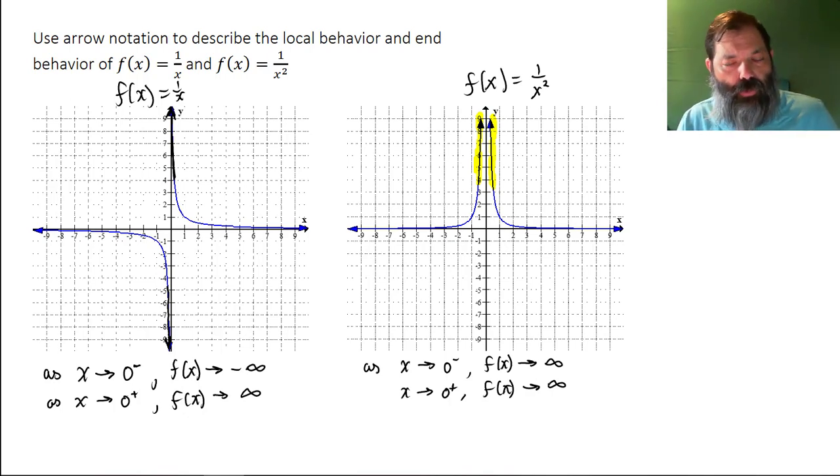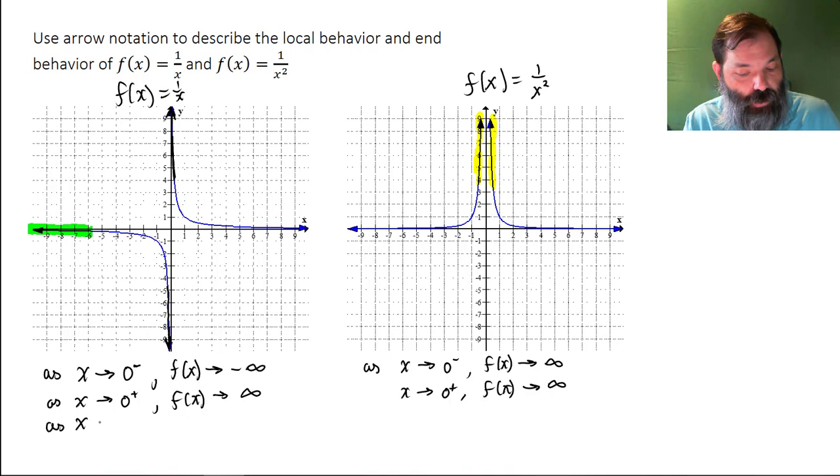Now, what about the end behavior? End behavior says, what's happening far to the left or far to the right for the function? And so what I see here is far to the left. As I move further and further to the left, the function is getting closer and closer to 0. The function is getting closer and closer to the x-axis, to 0. And so as I move further to the left, as x approaches negative infinity, the function approaches 0.